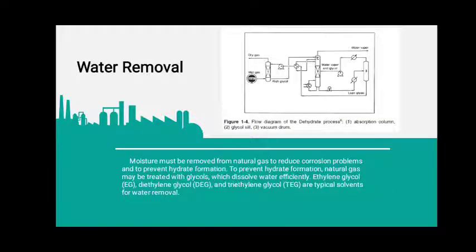Okay, the next process is water removal. Moisture must be removed from natural gas to reduce corrosion problems and to prevent hydrate formation. To prevent hydrate formation, natural gas may be treated with glycols, which dissolve water efficiently. Ethylene glycol or EG, diethylene glycol or DEG, and triethylene glycol or TEG are typical solvents for water removal.